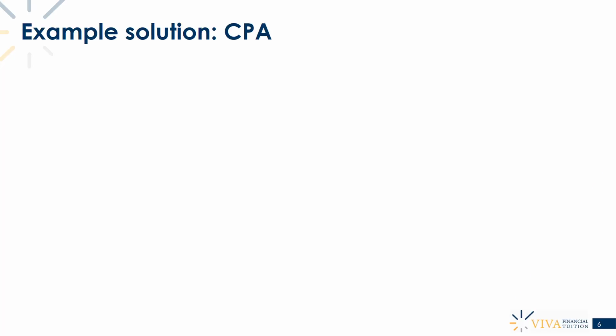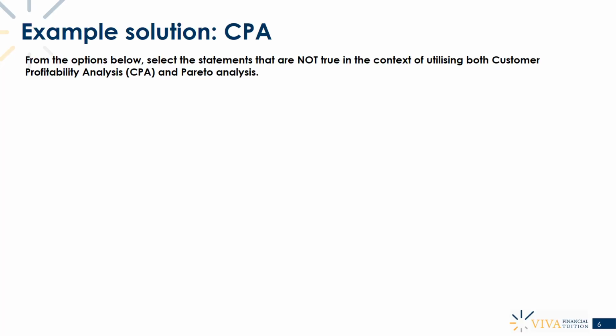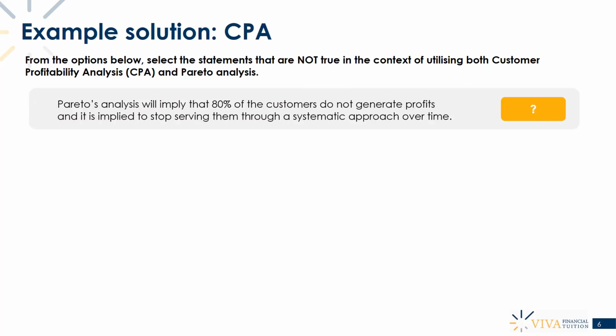Let's take a look at an example for customer profitability analysis. Within this example, we're provided with a range of statements, and we need to determine which are true or not true in the context of using customer profitability analysis, but also combining that with Pareto analysis, that 80-20 rule. So let's have a look at these statements.